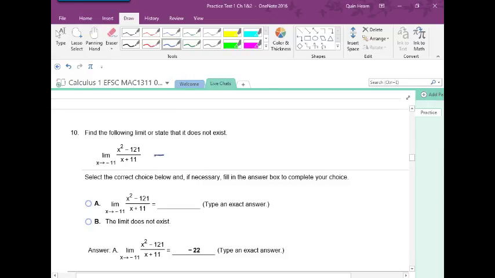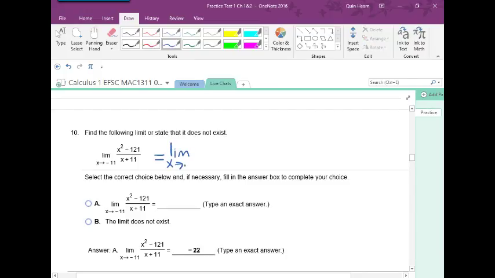So in this case, if I were to try to take the limit by plugging in negative 11, negative 11 squared minus 121 over negative 11 plus 11 gives us 0 over 0, which is indeterminate. We don't know what the limit is by looking at that. So we hope that we can do some algebraic simplification. If it's a rational expression like this one, we'd like to try factoring and reducing if possible.